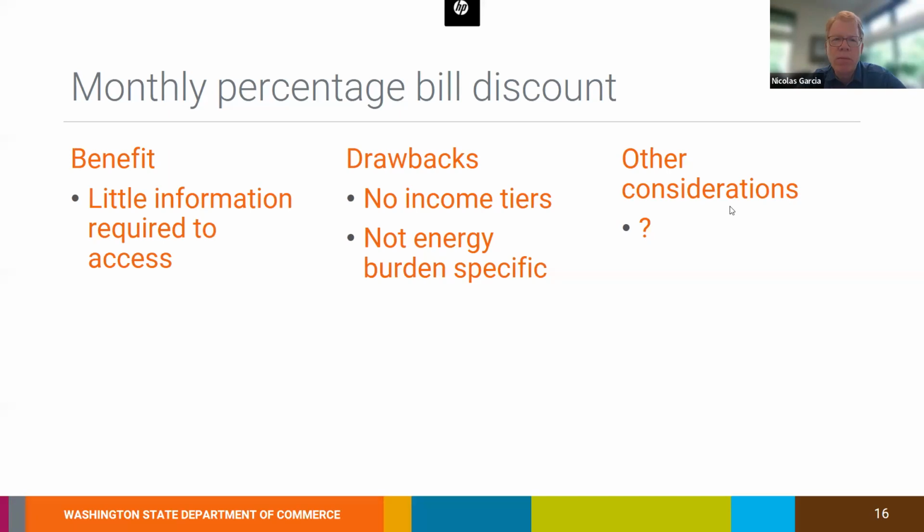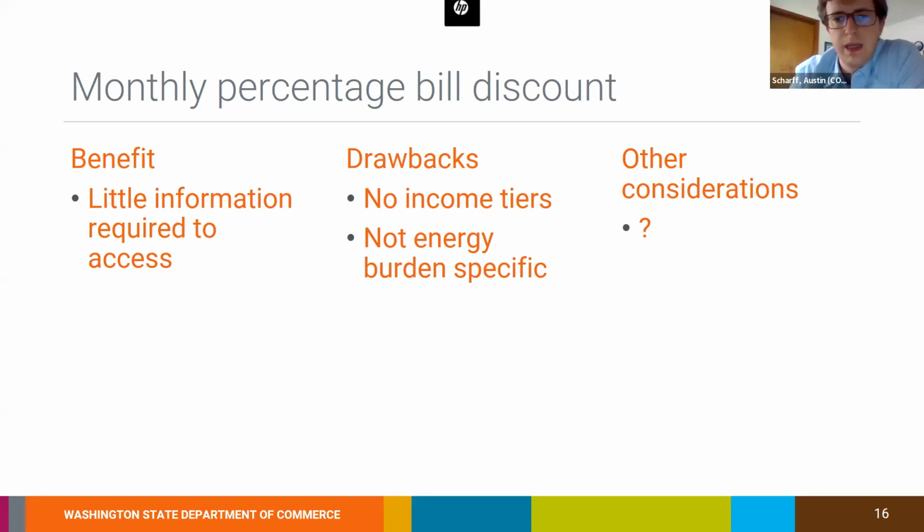Just a quick question. With regard to the monthly percentage bill discount, would you assume that that would be calculated by utilities, or would that be prepared by some centralized entity? Just administratively, how would you assume that that would work?